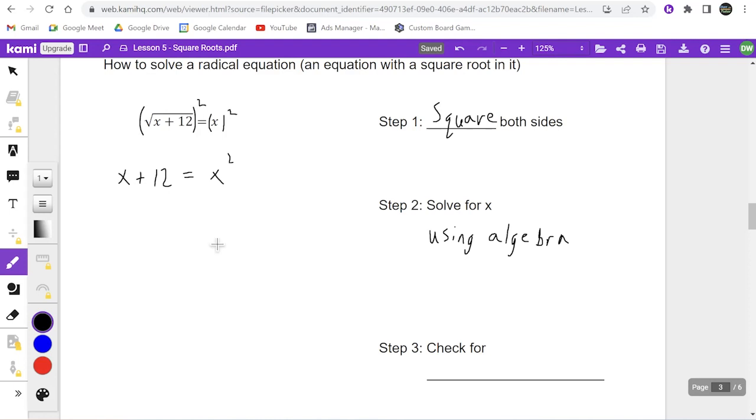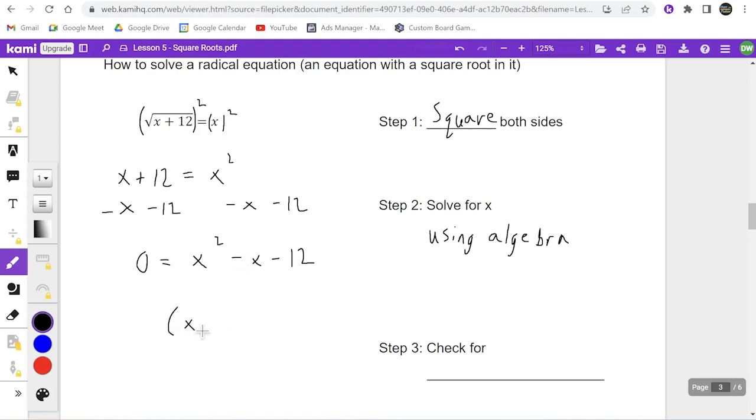Does anyone know how I'm going to solve this equation? So the secret is, whenever you have x squared, like right here, you need to set it equal to 0 first. That means I need to subtract x and subtract 12 from both sides, and I'm going to get 0 equals x squared minus x minus 12. Now it looks like a factoring problem like how we saw in week 2 or week 3. And how do I factor this?